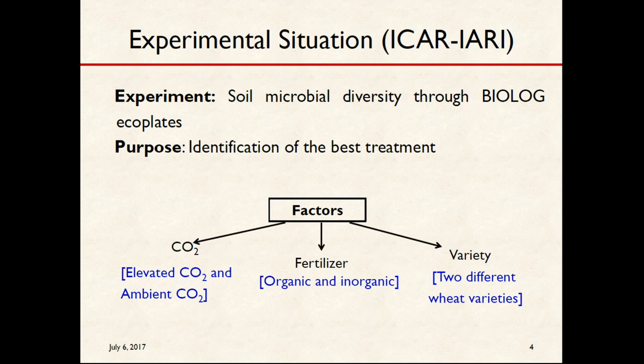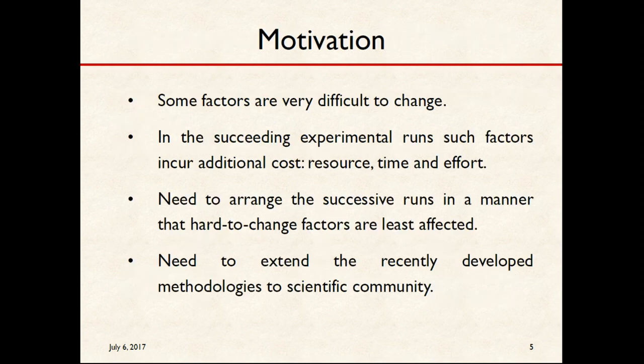What is there? We have a soil microbial diversity research, where carbon dioxide is the factor which is very hard to change in the Biolog EcoPlate. Rest, fertilizer and wheat variety, is very easy to change. So changing carbon dioxide will cost a lot of money, time and effort. So such types of factors are called hard-to-change factors. They are very difficult to change.